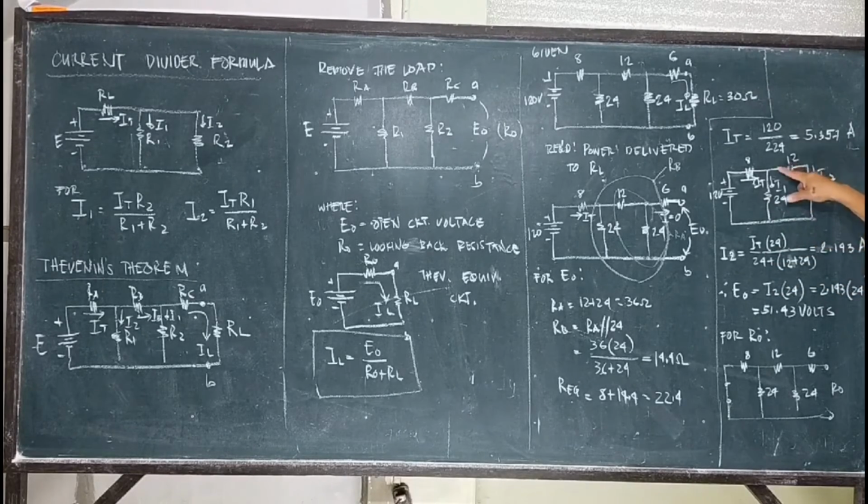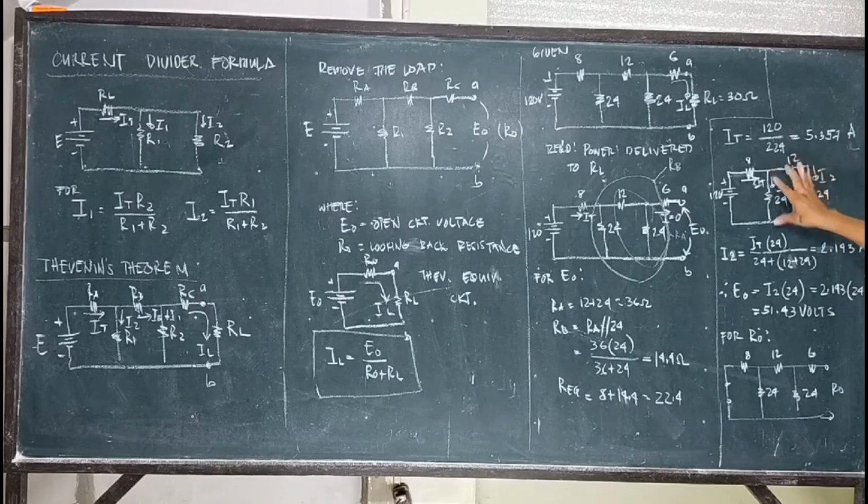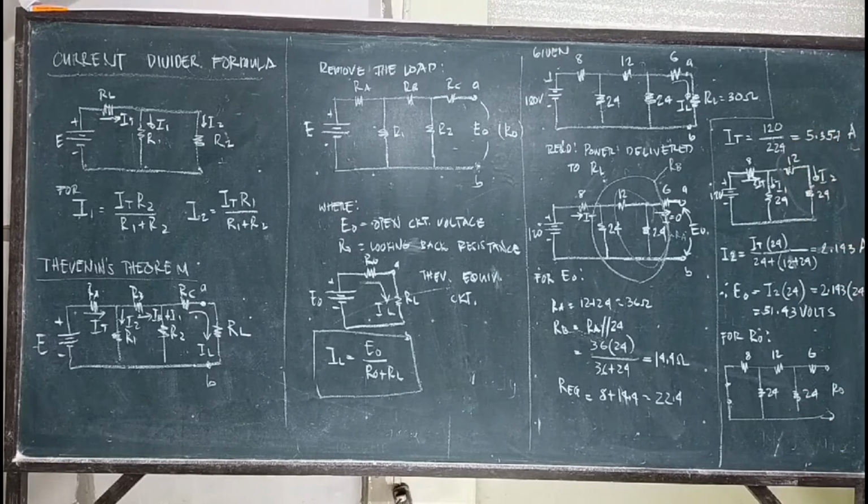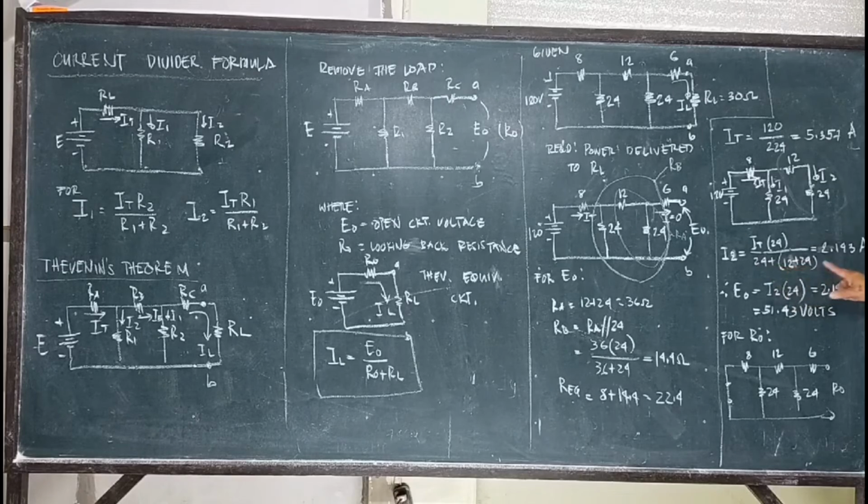Connected in parallel ito, kasali sa ito, nakaseries siya. So ang treatment nito is 24 series, nakaparallel sa ito sa 24. So it is equal to 24 plus 12 plus 24. Ito partner siya, kasali siya ito sa package niya. So I total, I2 is equal to 2.143 amperes.